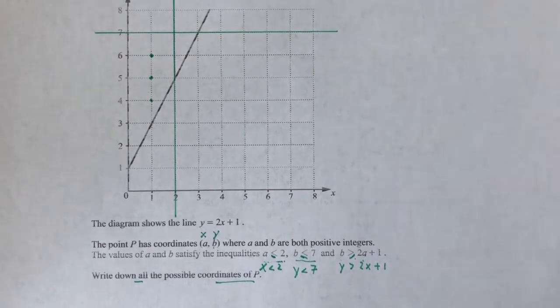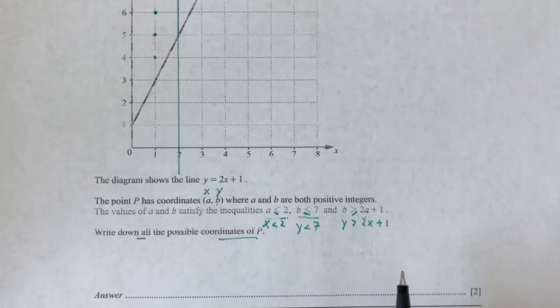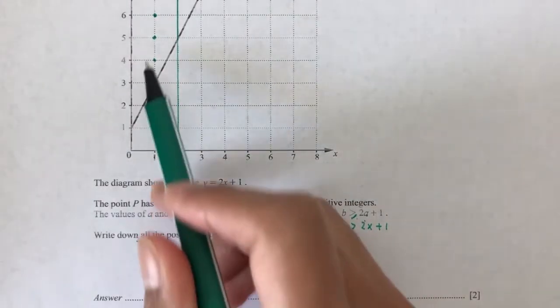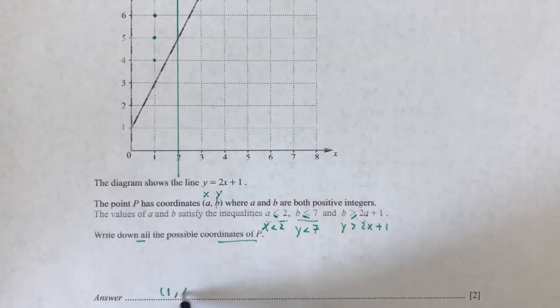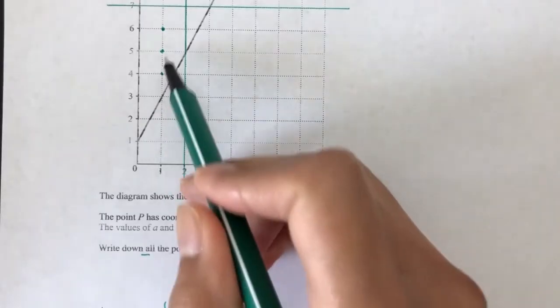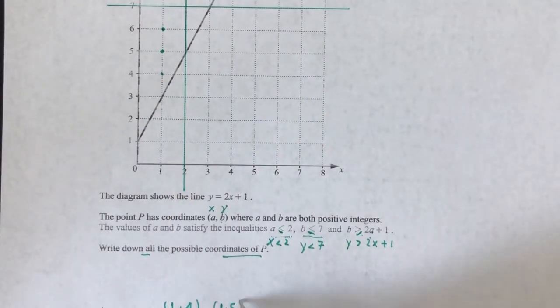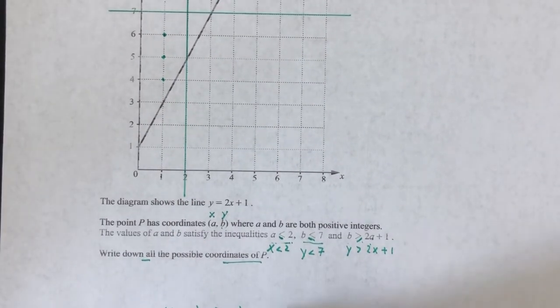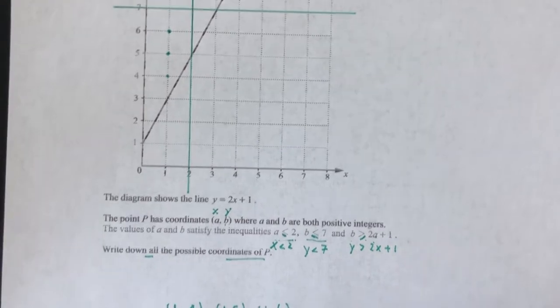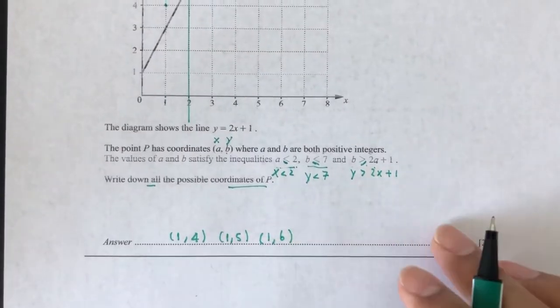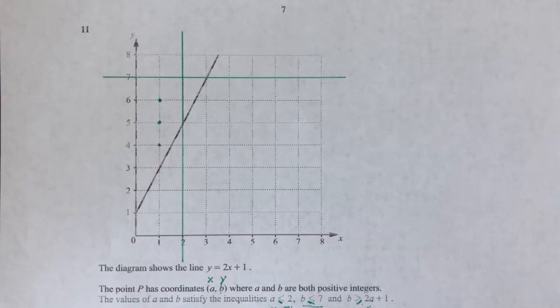And that's it. So the points P will be what? So the first point is (1, 4). Second point is (1, 5). And third point is (1, 6) for the possible answers. So we have 3 points, which can be P for this question.